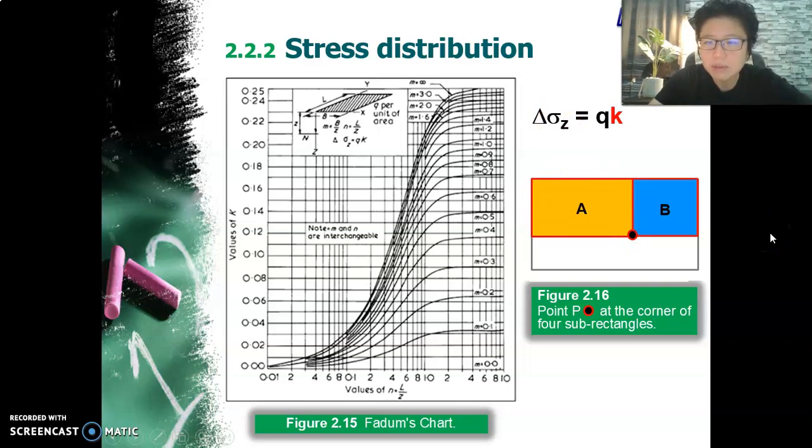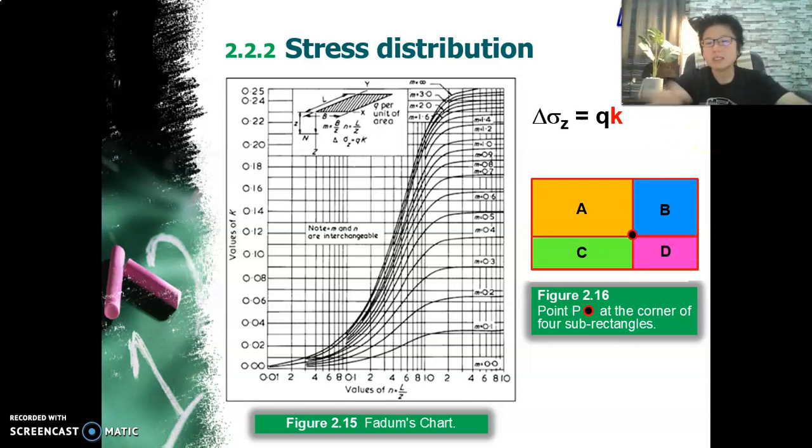Then you repeat the same process for the second part of the area, that is B and C and D. So you have A, B, C, D, you have 4 delta sigma Z, am I right? Because you read off the charts 4 times to get this increment because of each individual rectangle. And you total them up, you get your total stress increase at point P because of this footprint at a certain depth below the structure. And see, so Fedham's method is very clever actually and easy to use.